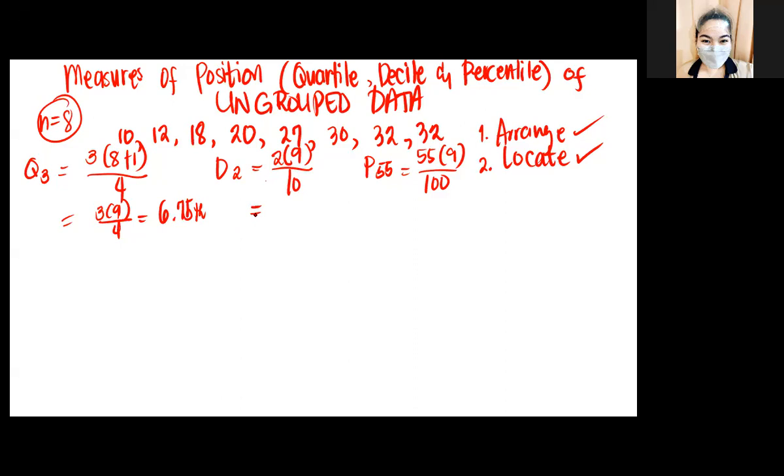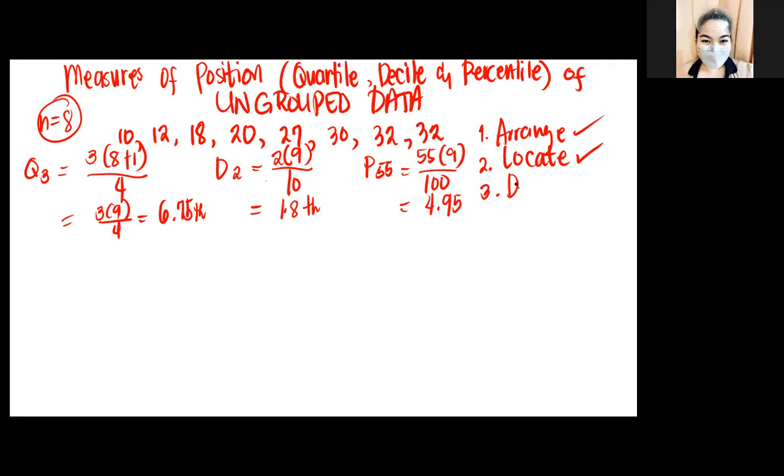Now, how about si D sub 2? We have 2 times 9 divided by 10. Anong answer? 1.8. Correct. So 1.8 position. How about 55 times 9 divided by 100? 4.95. So we are done with their location.